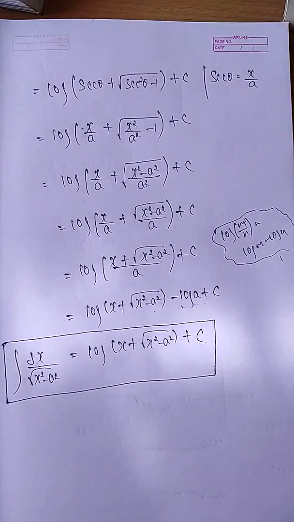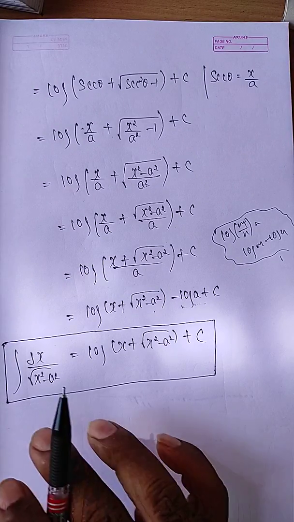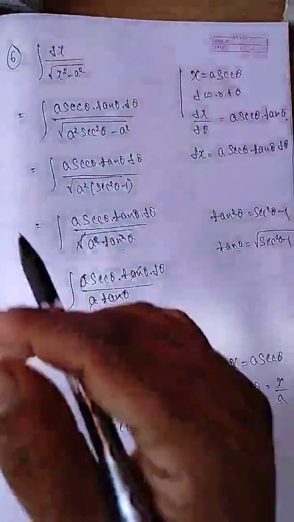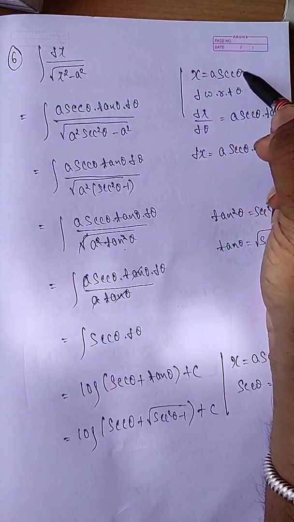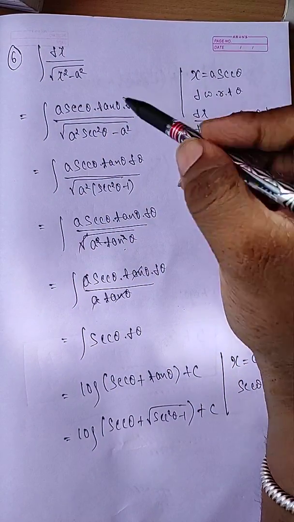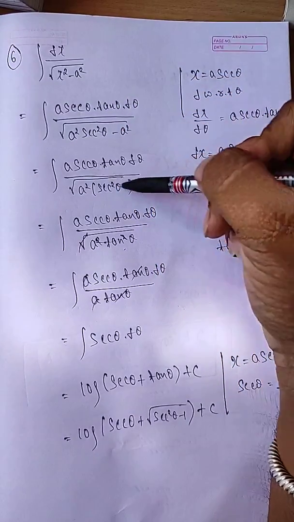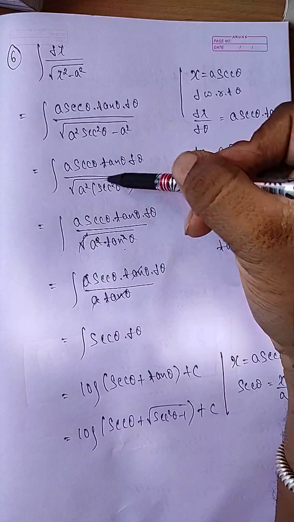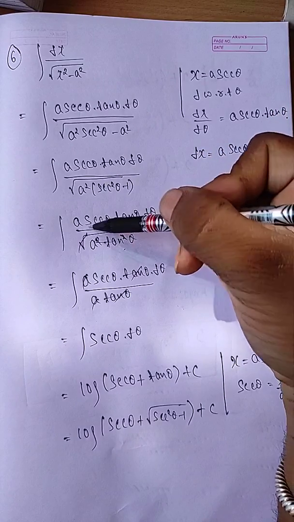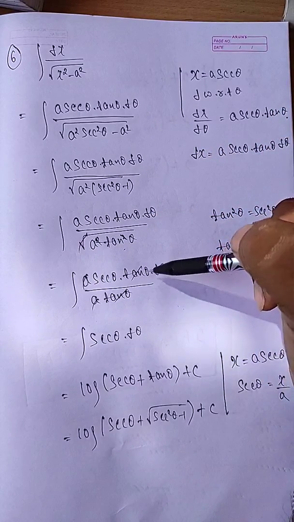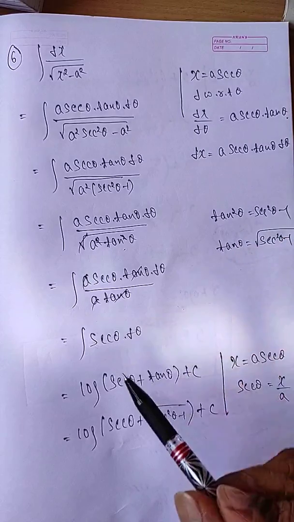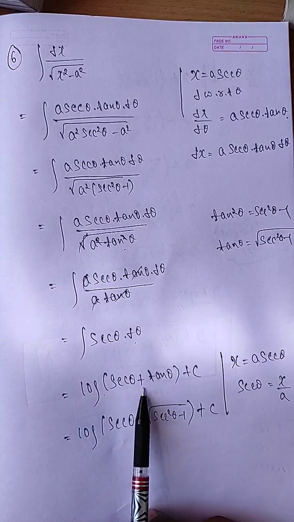Is it clear? Is it okay? So once again I am repeating, just listen here. We are substituting x equal to a secant theta, dx is equal to a secant theta tan theta d theta. So root of a square secant square theta, taking a square as common, secant square theta minus 1, and secant square theta minus 1 is tan square theta. Square and root cancel, a cancels, tan theta cancels, integration of secant theta. The integration of secant theta is log of secant theta plus tan theta plus c.